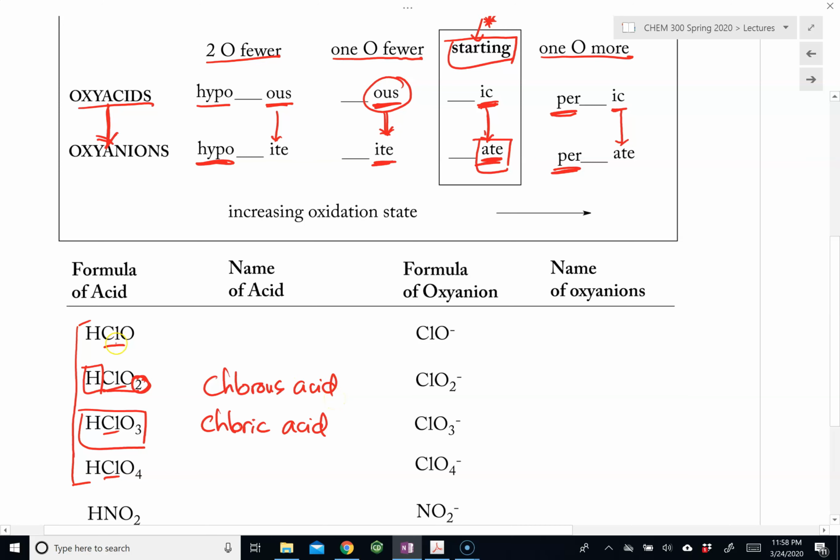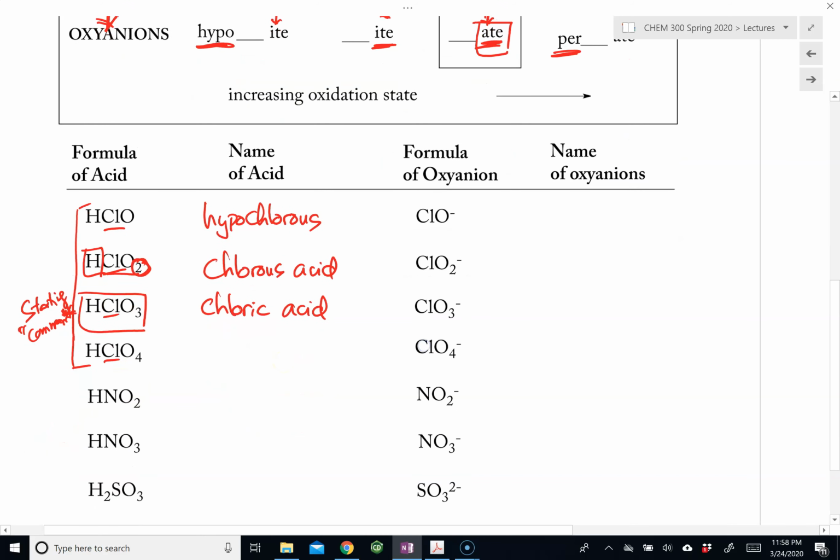And for the HClO, it now has 2 oxygen fewer compared to the most common one. So this is the starting, or the most common one, and now we have 2 oxygen fewer. Then to name that, we would add the prefix hypo in front of it and still keep the ous ending. So in this case, this becomes hypochlorous acid.